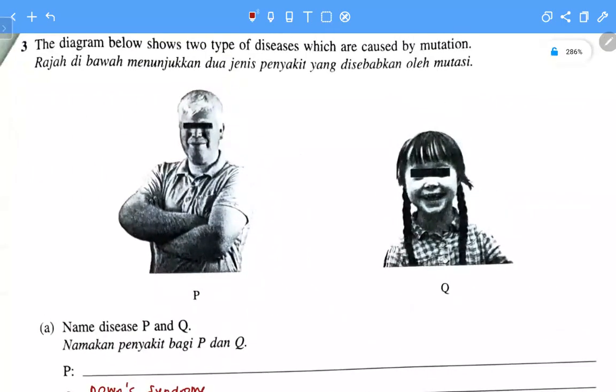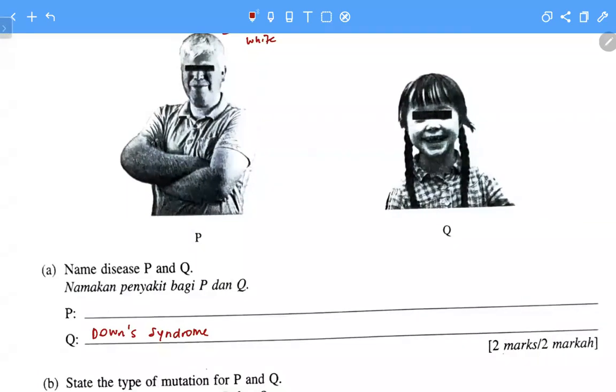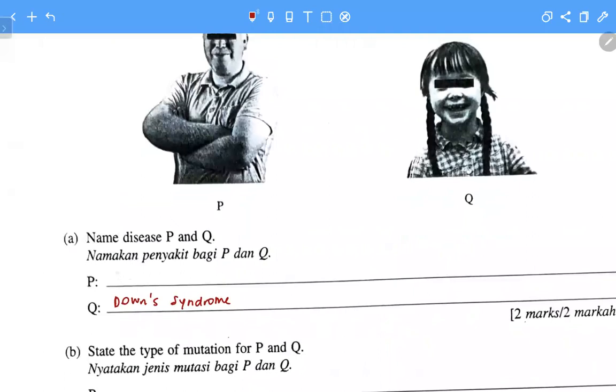If you look properly, this guy's hair is actually white in color, which tells you that it is albinism. I know I can't really see it much, but based on the hair color you can see here, it's a very good reflection of white color. So I would say that P is actually albinism.